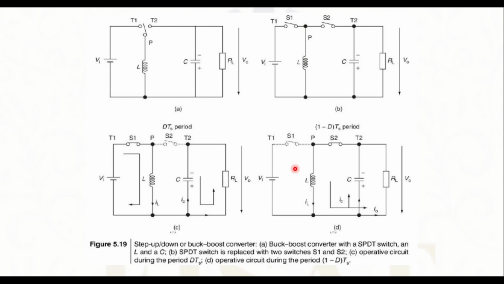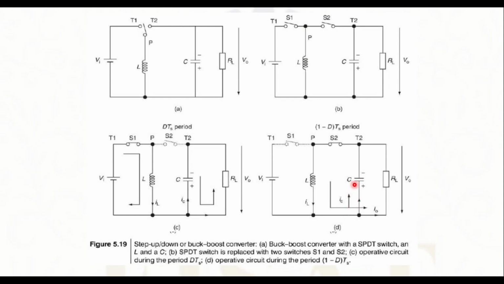Figure D represents the operative circuit during the period 1 minus D into Ts. During this 1 minus D into Ts, switch S1 is open circuit and S2 is closed. So the current through the inductor cannot change instantaneously. That means the energy which is stored in the inductor begins to discharge. This energy will discharge in this direction as shown in this figure, and it has two components.